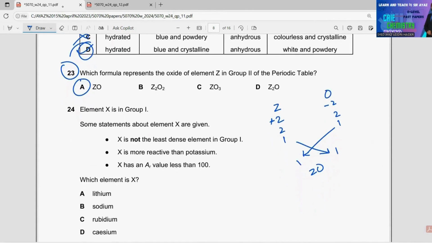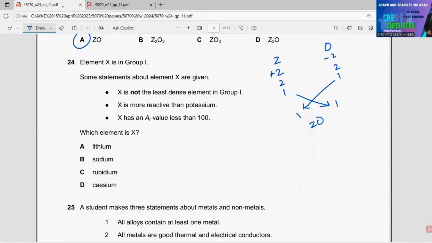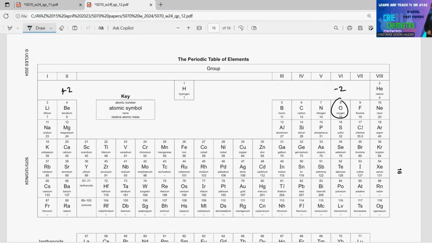All the other options are incorrect. 24th. Element X is in group 1. Some statements about element X are given. X is not the least dense element in group 1. X is more reactive than potassium. X has an Ar value less than 100. Now the trend in group 1 is that the reactivity increases down the group.